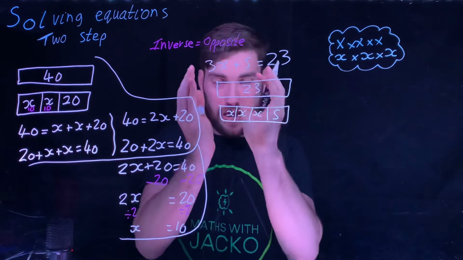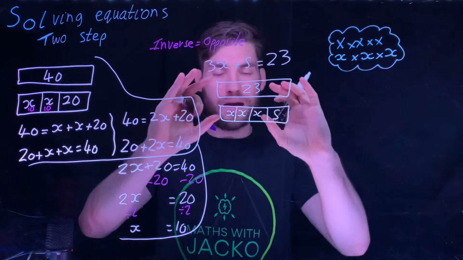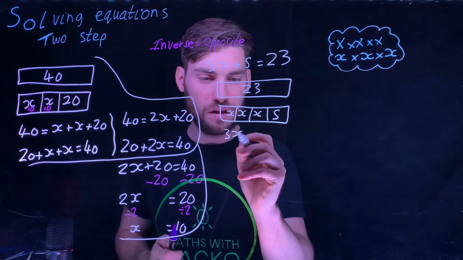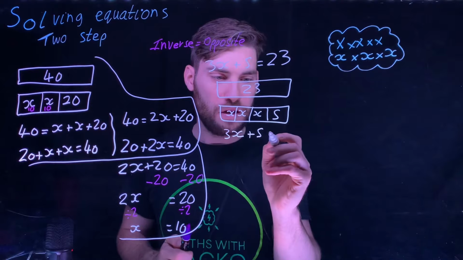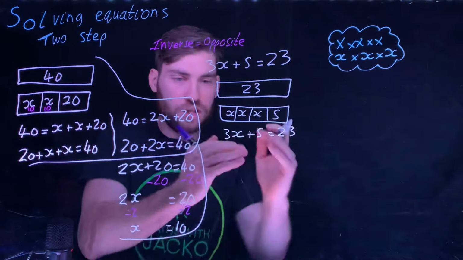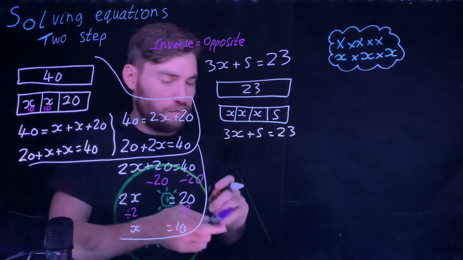Now, we've got the equation, we've made our bars even. Now, let's solve it. So we've got 3x plus 5 equals 23. If you think you can solve it now, pause the video and have a go. See how much you can do yourself, because that's the whole part of learning, okay?